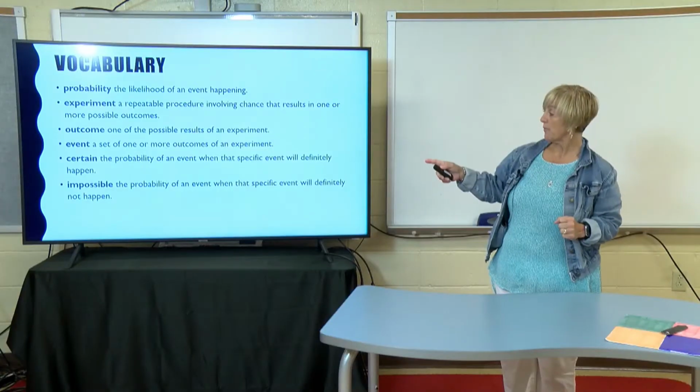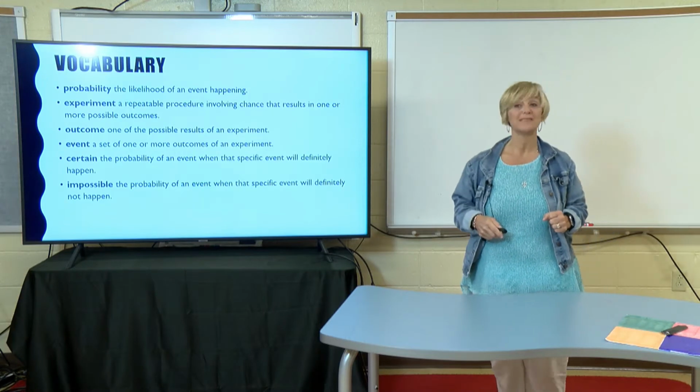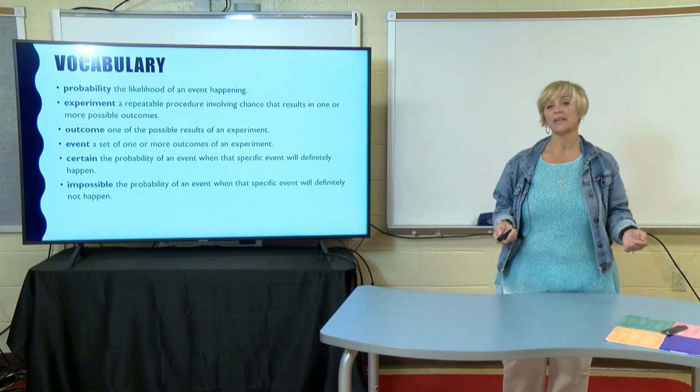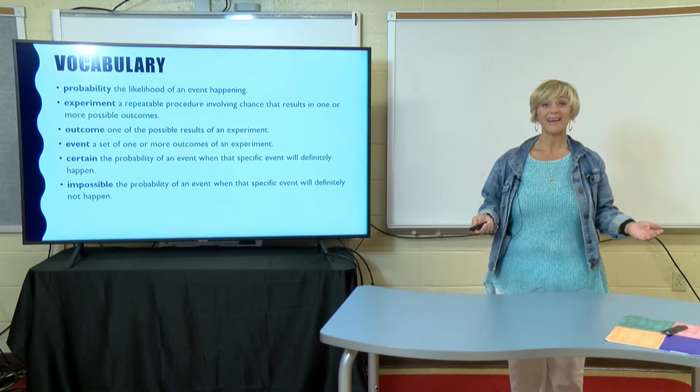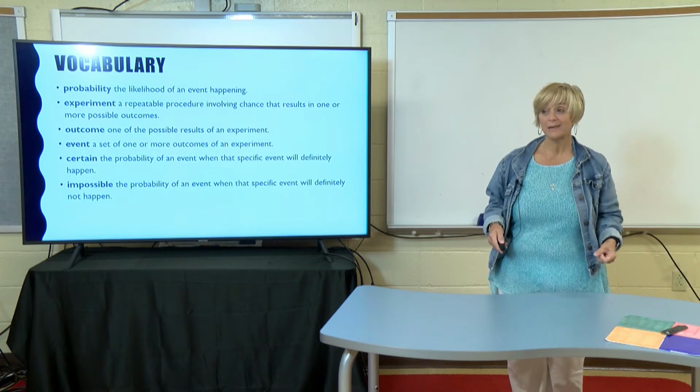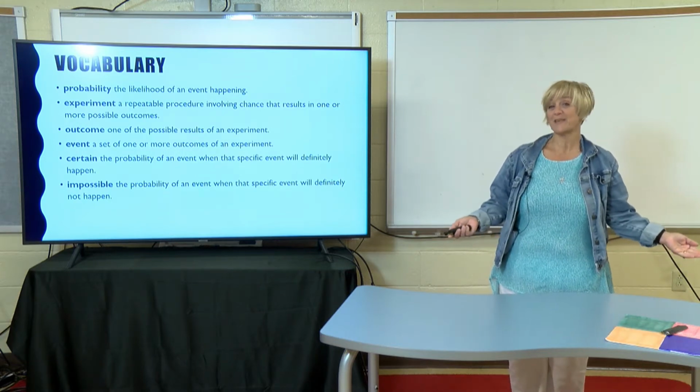An impossible event is an event that will definitely not happen. So if you take the spinner that we looked at a minute ago, and I ask you what would have been the probability of spinning D, that's impossible because the D wasn't even on the spinner.